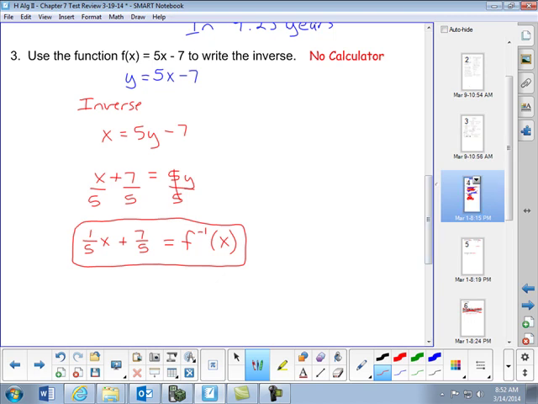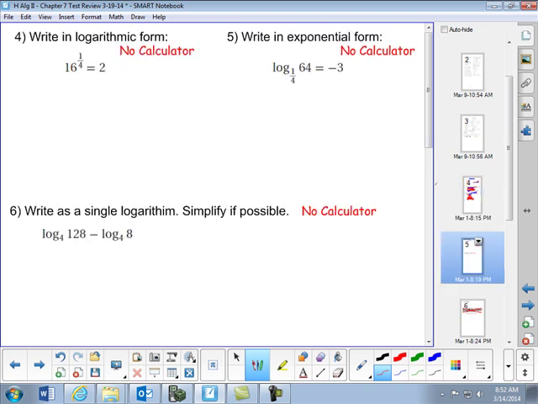Okay, moving forward, number 4, write in log form. All of these are no calculator. Okay, so remember the log form, this is pretty easy. We can just swoop. We can say log base 16 of 2 is equal to 1/4. And we're done. So there's your log form.